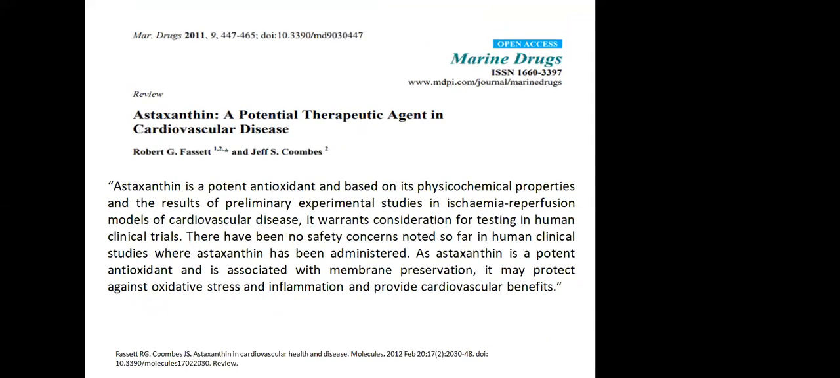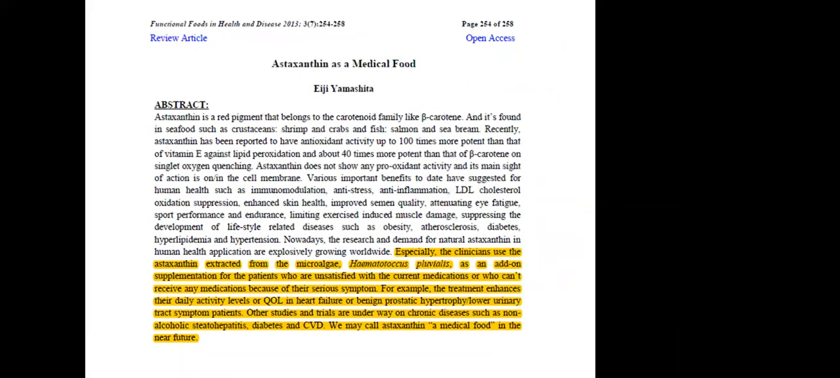And another review, this time astaxanthin, a potential therapeutic agent in managing cardiovascular disease. Again, this goes back to anti-inflammatory effects, plaque reduction, lipid reduction, cholesterol reduction. So lots of benefits against oxidative stress and inflammation, with cardiovascular benefits. Another little one here, talking about use in the clinic as well.